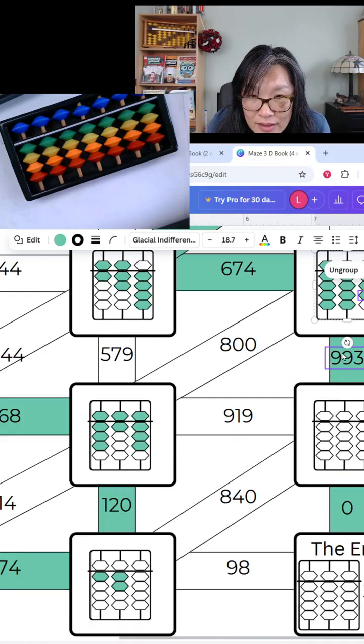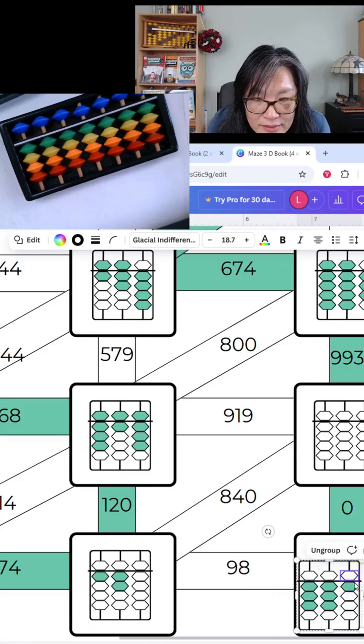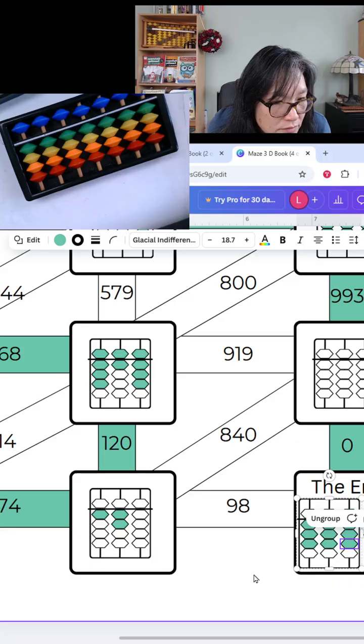That's zero. And then this is three. Yeah, if you can get there, it'd be good. Good luck.